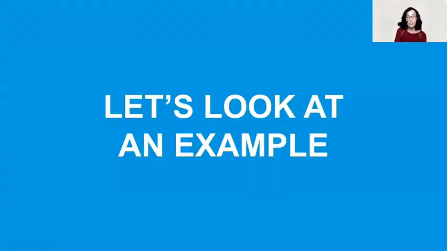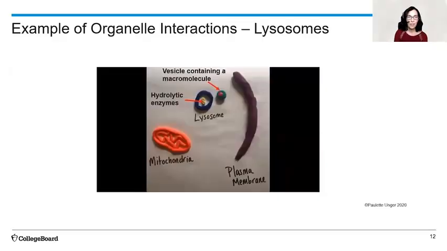And I was having so much fun that I made another video example for you. So in this video, we're going to look at a lysosome and its interaction with a vesicle that contains a macromolecule. This macromolecule could have been ingested by the cell, or it could have come from another internal cellular part. So watch as that vesicle fuses with the lysosome, and the lysosome that contains hydrolytic enzymes does its thing and digests it.